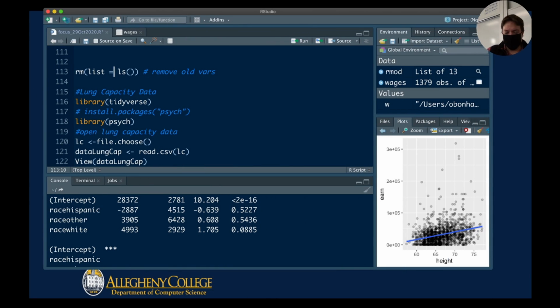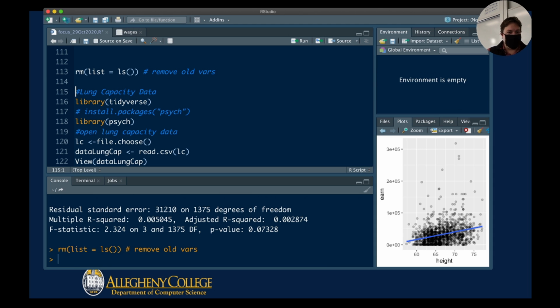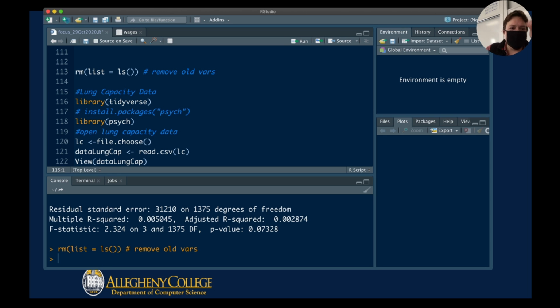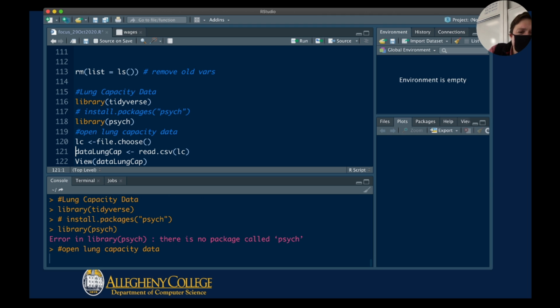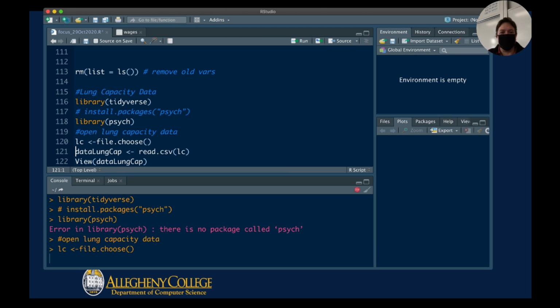So now what I'm going to do is run my rm to remove all my variables that I've got. Then I'll just run these things, run my libraries. I have to find my file. So LC is going to be my lung capacity. I will find that in my sandbox from today and from last Thursday, I believe. Just lungs cap. Hopefully everyone found that. And then I have this line here where I'm going to be reading in the data, and I'll call that data lung cap.